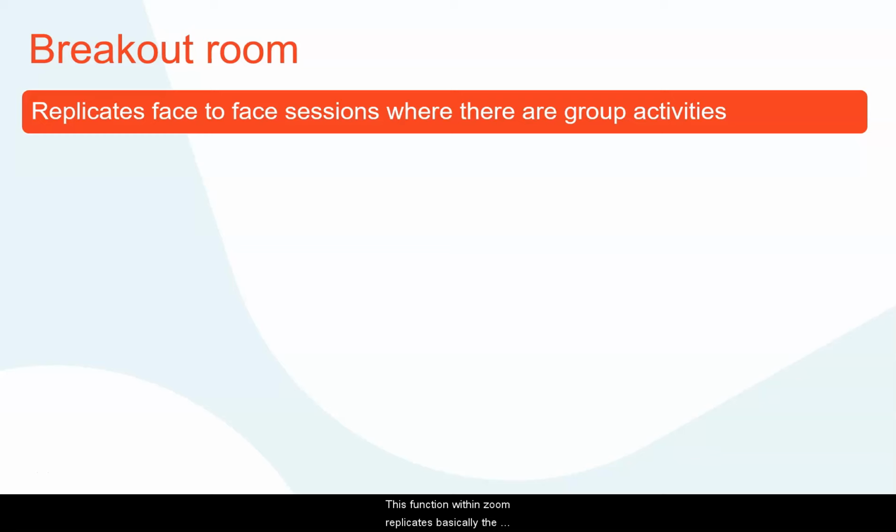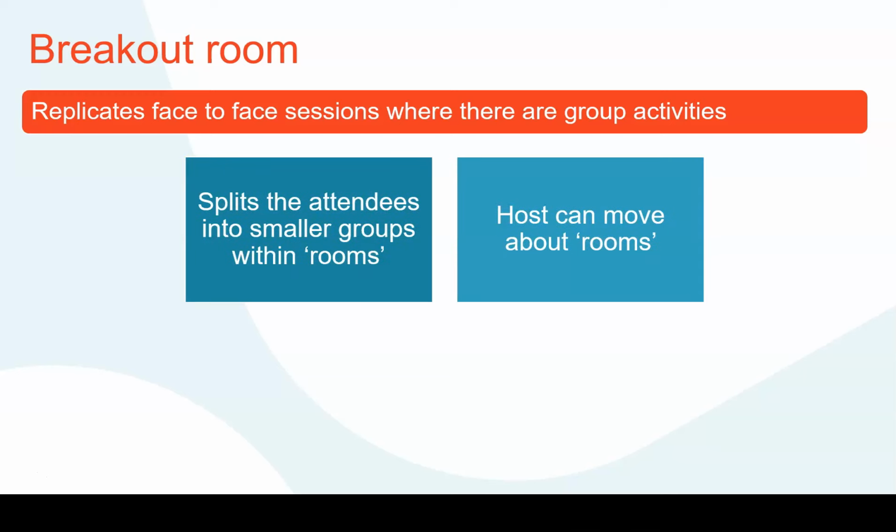Within this video, I will show you how to use the breakout room function within Zoom. This function replicates basically the face-to-face group activities that would usually take place. It does that by splitting the attendees into smaller groups and placing them into what we call rooms, similar to how you would do face-to-face, where you'd put them into groups and they'd probably go off to certain tables.